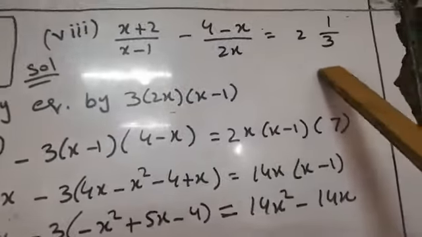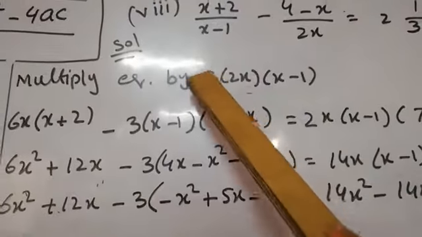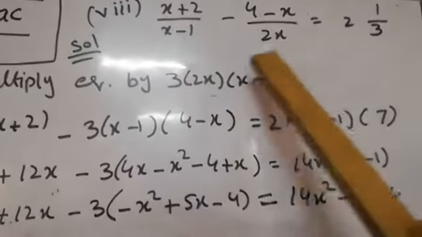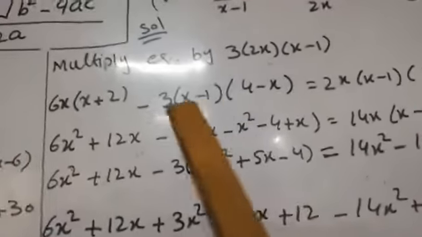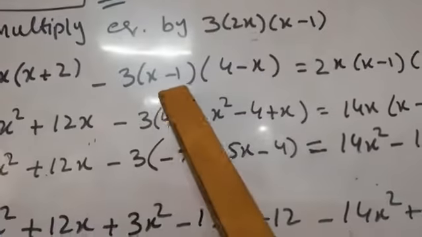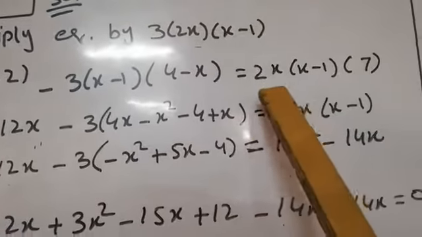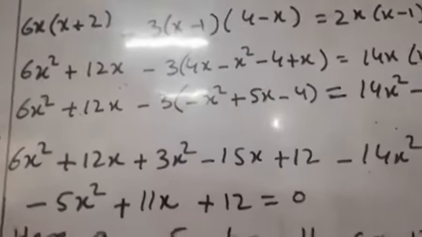Now we have three denominators, 3, 2x and x minus 1. So we will multiply each and every term by 3 into 2x into x minus 1, and after multiplying we will get 6x into x plus 2 minus 3 into x minus 1, 4 minus x is equal to 2x into x minus 1 into 7, by removing the denominators.